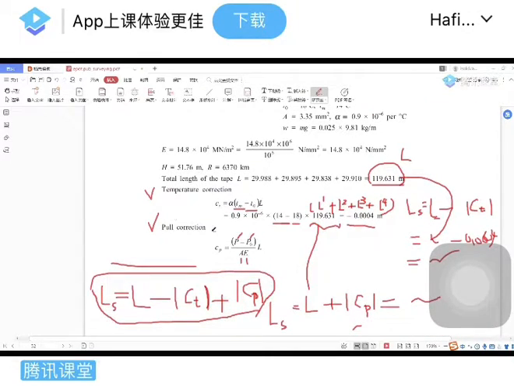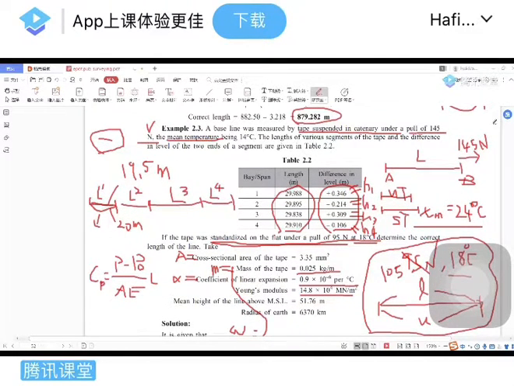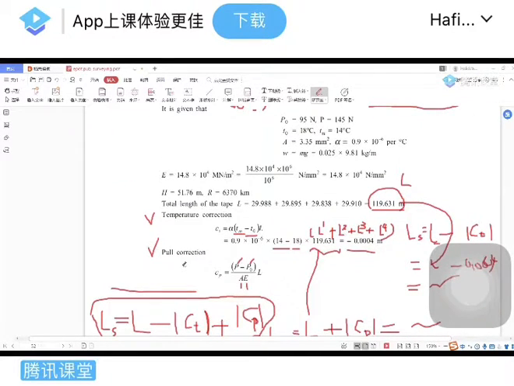Question 2, pull force. Again, I change the pull force. Instead of 95, I change it to 105. This is the standardized Newton force over here, 105, and here 145, the same. I don't change this one. And then you do the correction for the pull force, the pull correction.